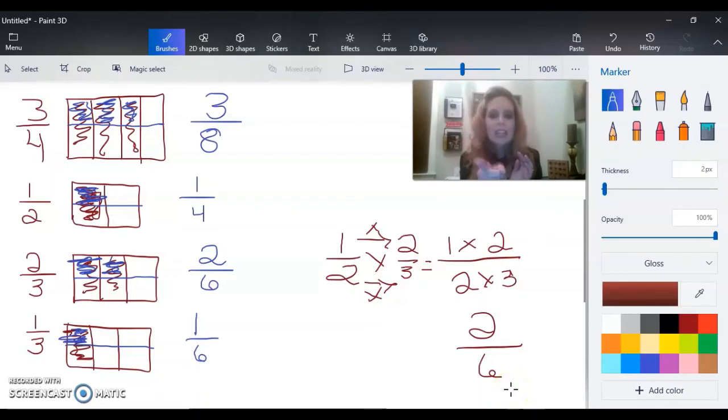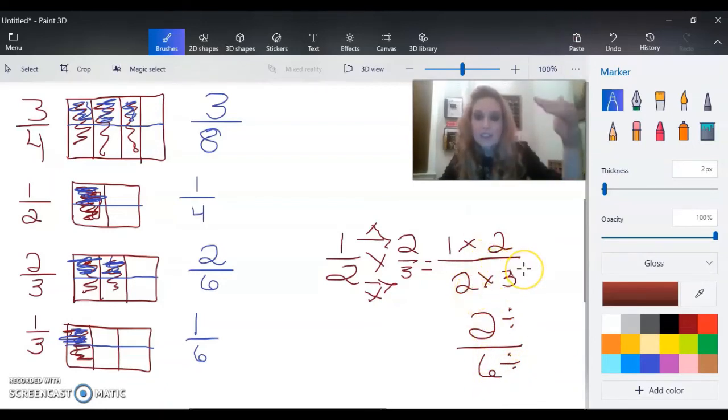Now, is that my final answer? I hope you're out there saying, no, Miss Durham, that's not the final answer. Why is it not my final answer? Because I can reduce that, right? Do you remember when we reduced fractions? What did we do? We needed to find that greatest common factor, the largest number that we can divide both of those by. It has to be the same number. We had to do the same thing to the bottom and the top, remember?